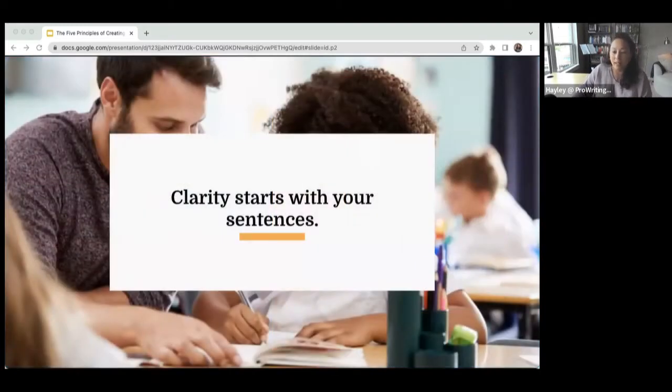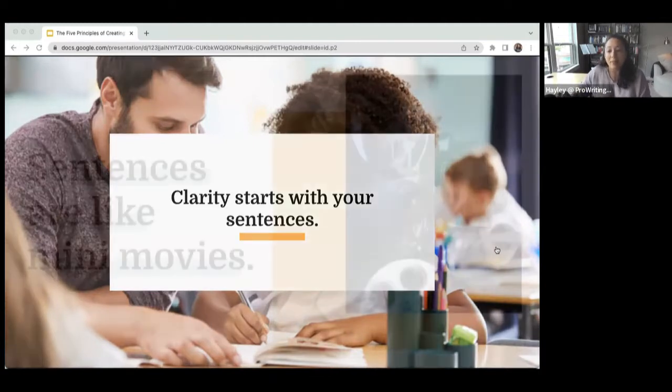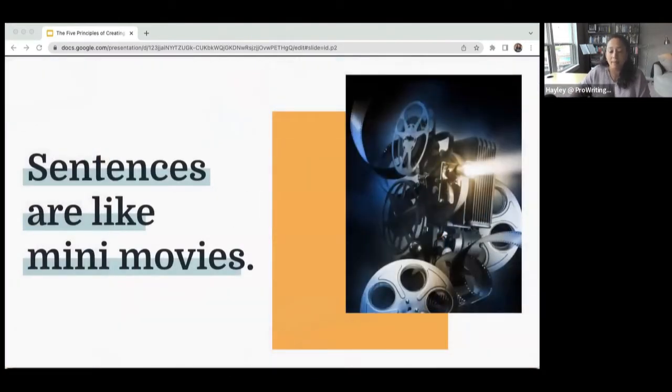So how do we get to clarity now that we know what it is? Clarity always starts with your sentences. You have to start at the sentence level, and at this stage of the editing process, really zoom into each individual sentence in order to make sure your writing is clear. And that's because sentences are like mini movies. Every sentence is a complete story in itself. So you want to think of each sentence you're writing as a mini movie your reader is playing in their head.